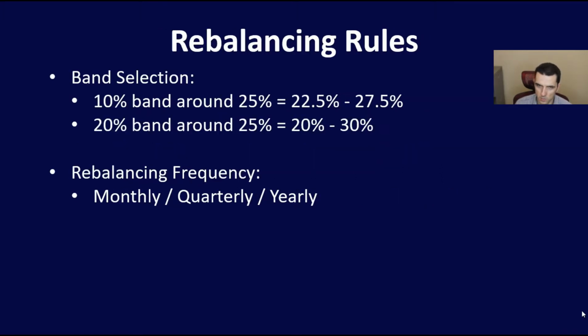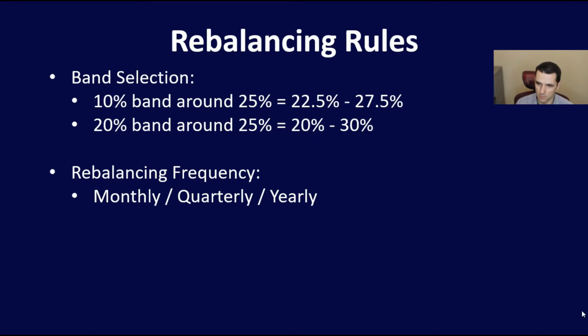So once you've got your actual products selected that represent each asset class, the next thing is coming up with your rebalancing rules. So what that means is, the first part of that means band selection. So we initially allocate 25% to each asset class. What you'll want to do is rebalance periodically, and the best way of doing that, in my experience, is to set parameters around those allocations.